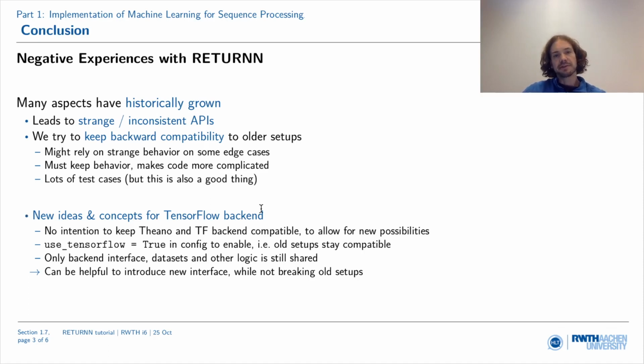When we introduced the TensorFlow backend, we did it in a new way. We did not really have the intention to keep Zeyer and TensorFlow compatible, to allow for some new ideas. To keep compatible with the old setup, though, we introduced a flag use TensorFlow too. So for TensorFlow, you needed to rewrite your configs when you wanted to use that flag. But this enabled us to use new ideas, but still keep compatible. So this can be helpful sometimes to introduce some new interface or backend.